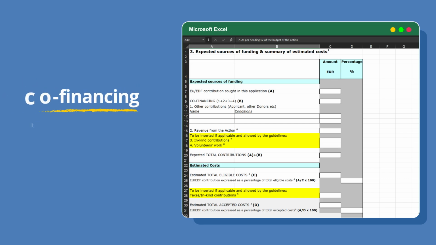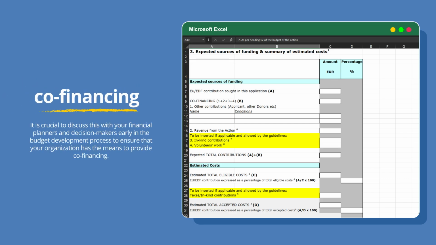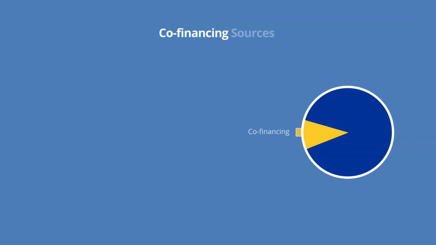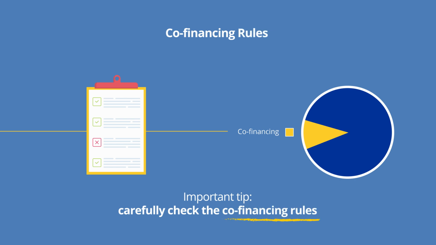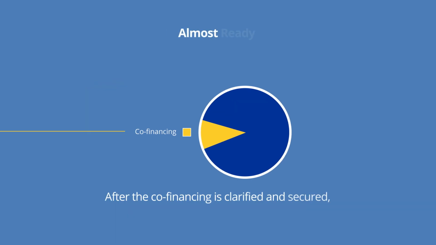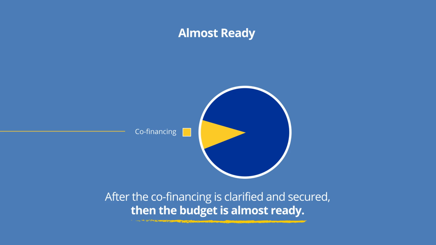It is crucial to discuss this with your financial planners and decision makers early in the budget development process to ensure that your organization has the means to provide co-financing. Co-financing can come from different sources: your own budget, other donors. Always carefully check the co-financing rules of the respective program to avoid misunderstandings.